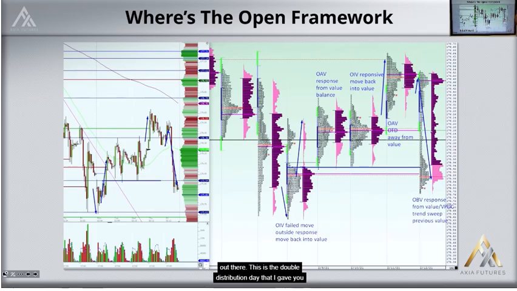Those who are eagle-eyed out there, this is the double distribution day that I gave you as an example of a double distribution, a strong double distribution at the end of day types.